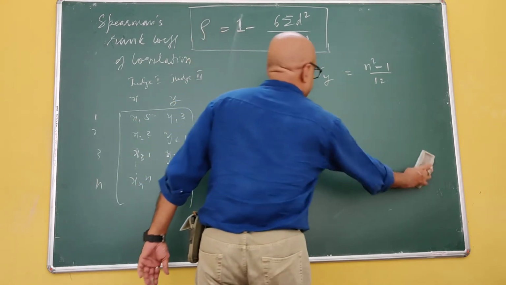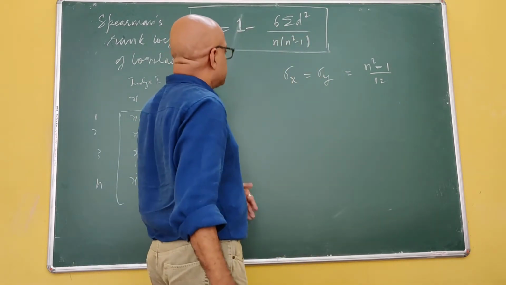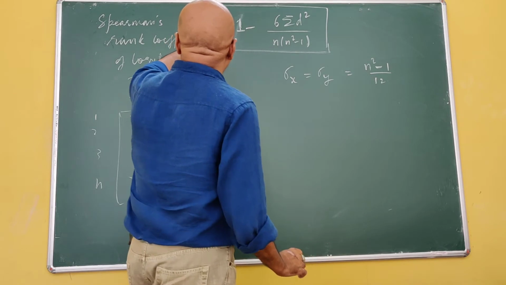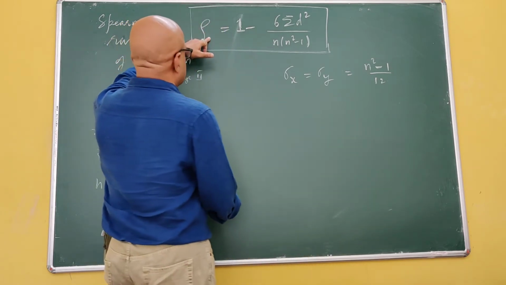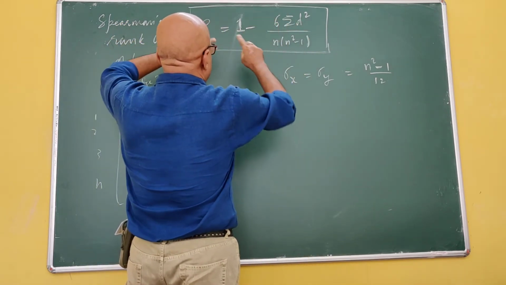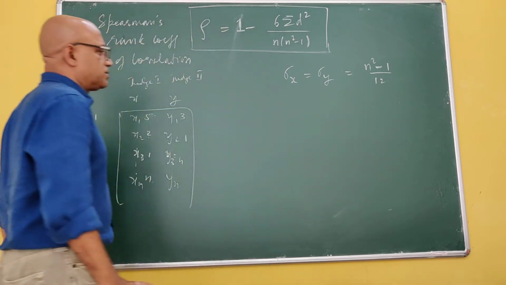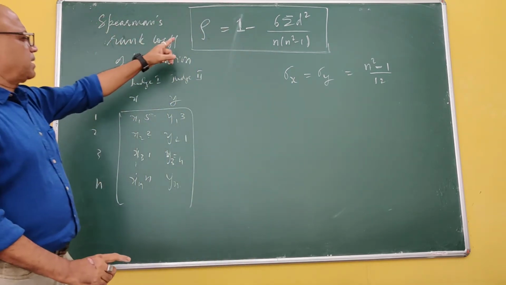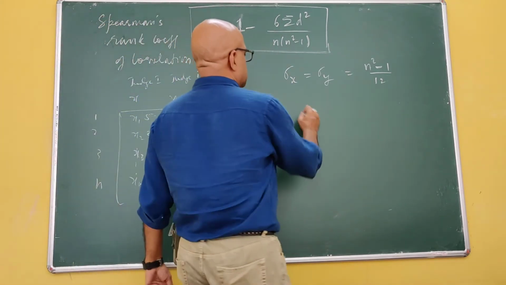So that's not very difficult. Then we will show that this formula can be derived from Karl Pearson's correlation coefficient. But these things we are going to use.